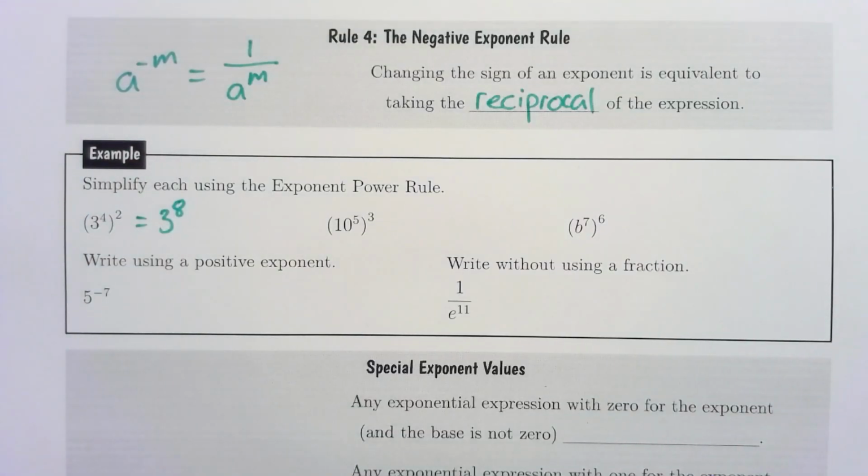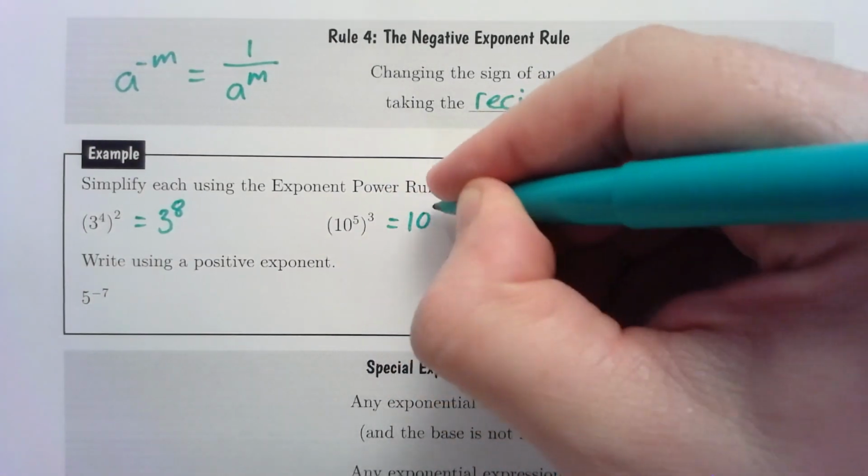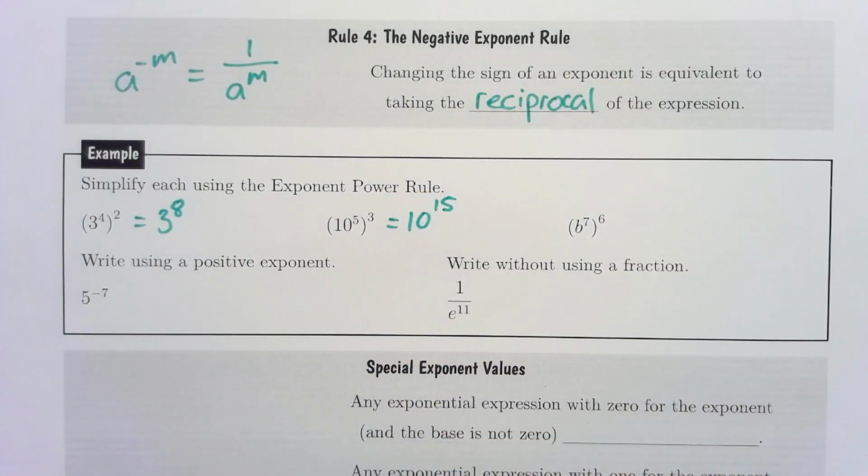10 to the power of 5 to the power of 3 is 10 to the power of 15. And b to the power of 7 to the power of 6 is b to the power of 42. Each time we're just multiplying the exponents.